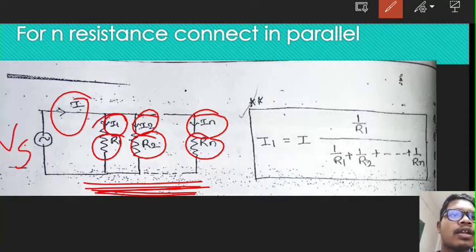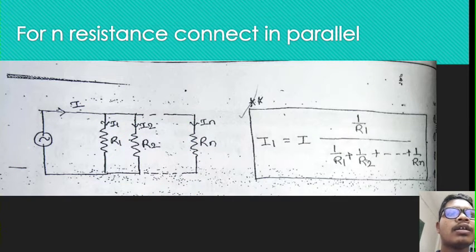So if we want to find the current across a branch, then it is the total current I into the opposite term resistance divided by the total resistance. After calculating all these things, we will get this term in the last part. So I1 is equal to the total current I into 1 by R1 divided by 1 by R1 plus 1 by R2 plus up to 1 by Rn.